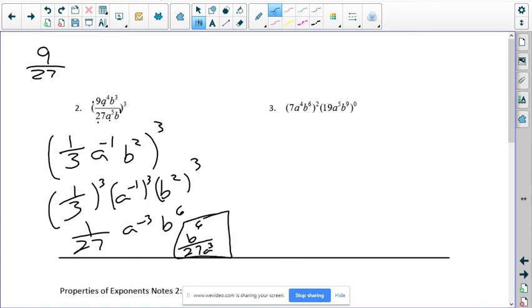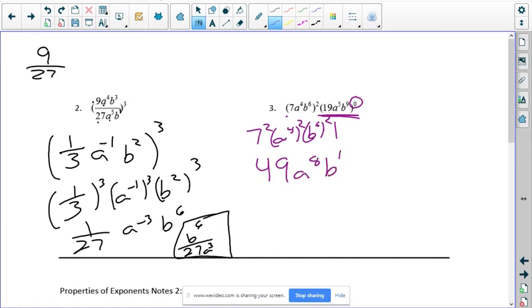Now, if we look at number 3, we actually have something really nice over here. This entire thing is being taken to the power of 0, and anything to the power of 0 is 1. So we're multiplying whatever we get out of the left-hand portion by 1. We have 7 squared, a to the fourth squared, b to the sixth squared. So we have 49, a to the eighth, b to the 12th. And since we're multiplying by 1, it's just what we have here.